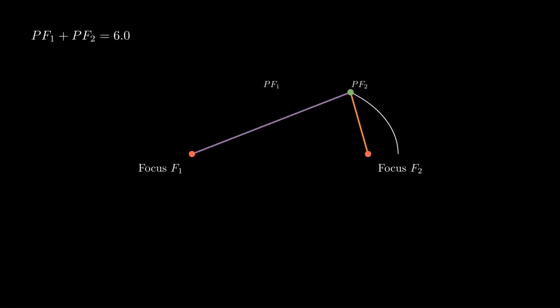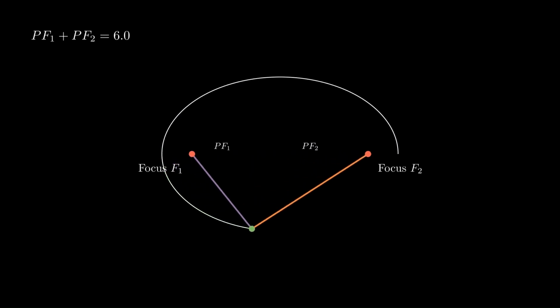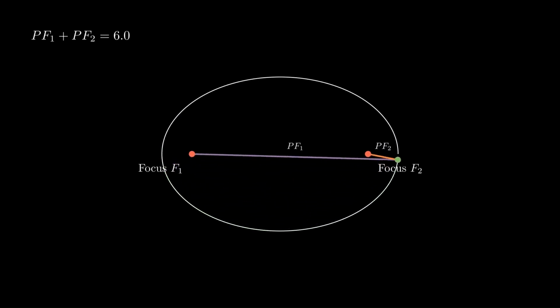Now, let's delve into the ellipse. Let's define an ellipse in terms of locus. An ellipse is defined by two fixed points called foci, F1 and F2. For an ellipse, the rule for our moving point P is that the sum of its distances from the two fixed foci always remains constant.